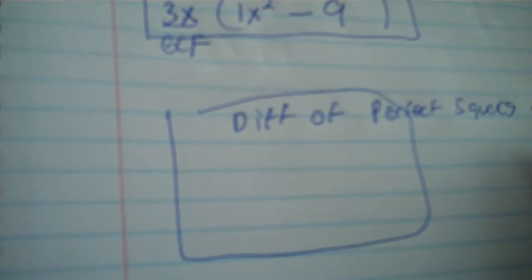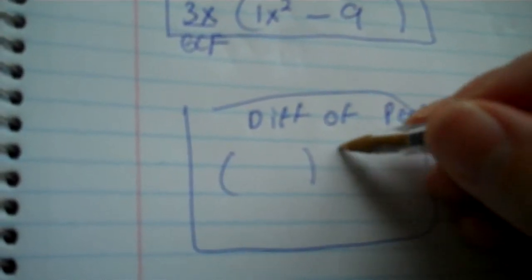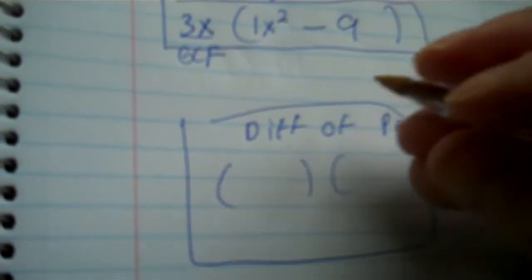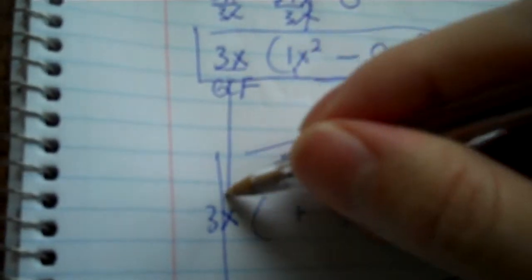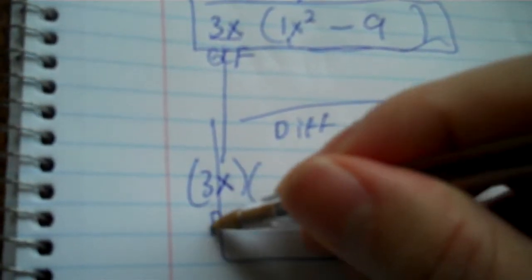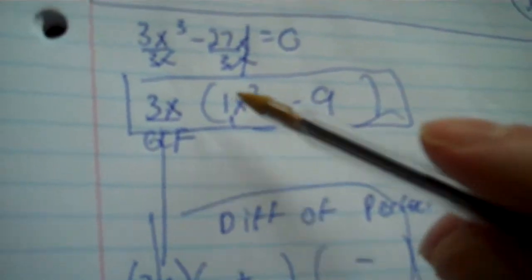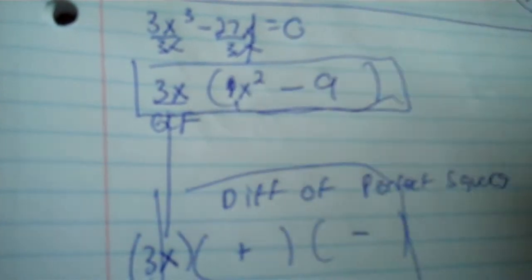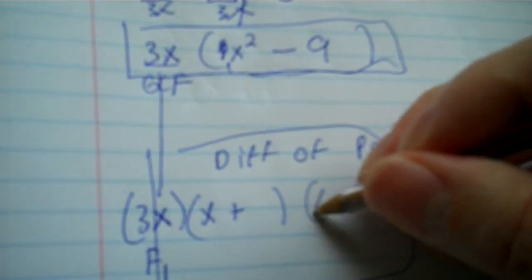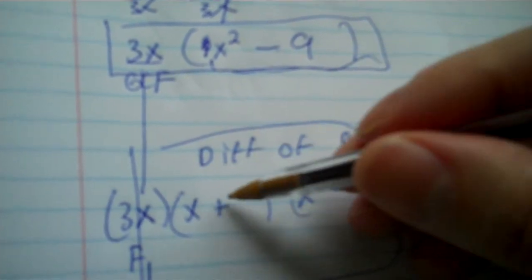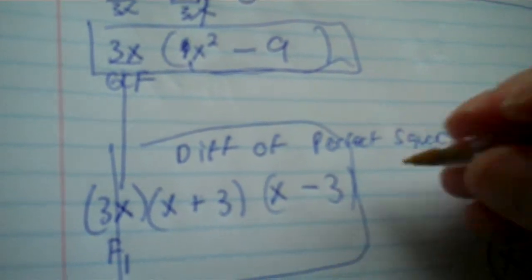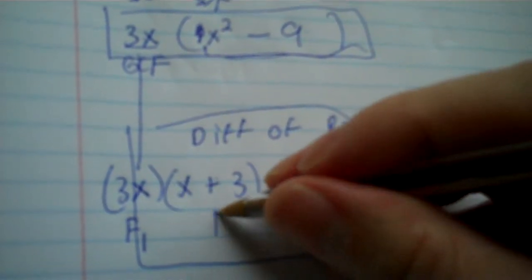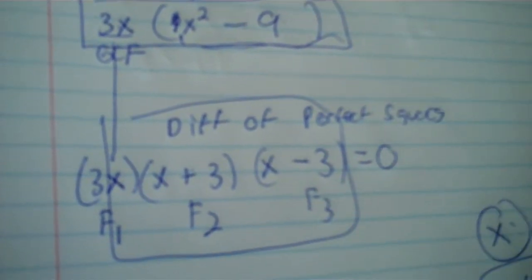Now, in the difference of perfect squares box, what you do is you make just two parentheses every time, no matter what, with a plus and a minus. And you're looking here. That 3x there, you'll just drop down, because that's my F1. Okay, now you can drop the 1. X to the second could be x times x, and then the negative 9, positive times negative, and 9 is 3 times 3. And then F2 and F3.